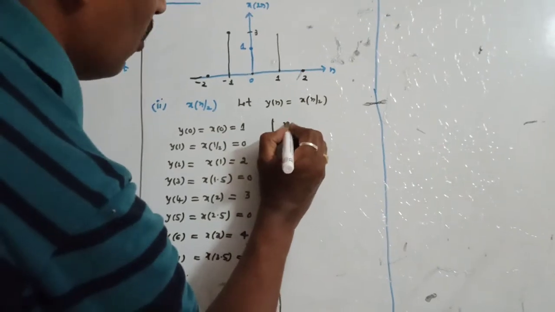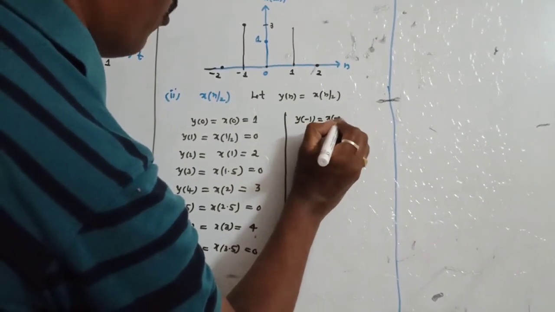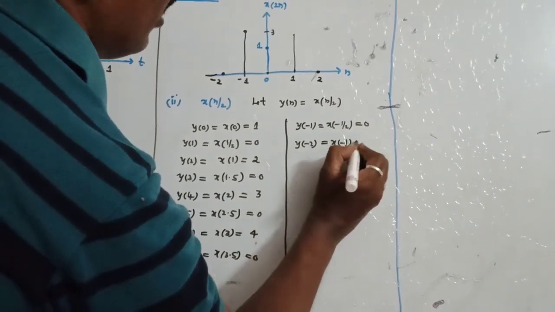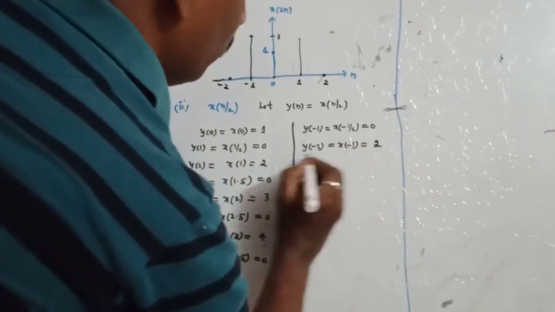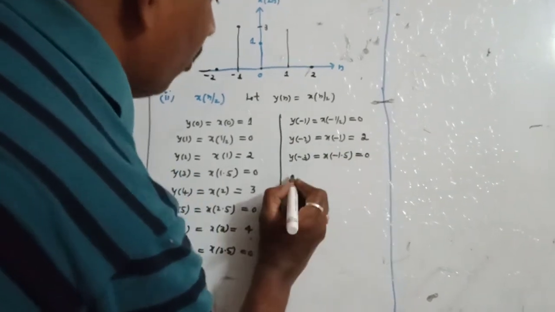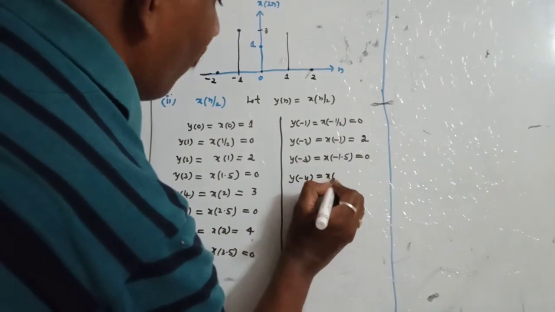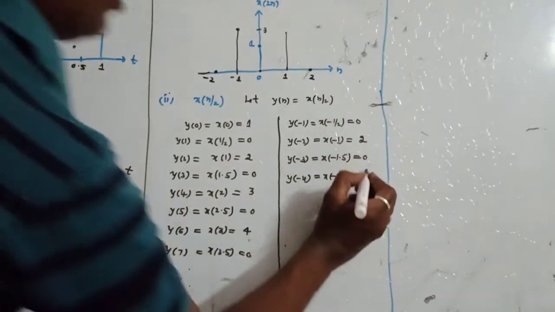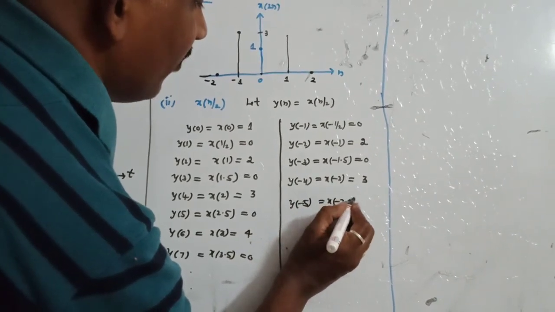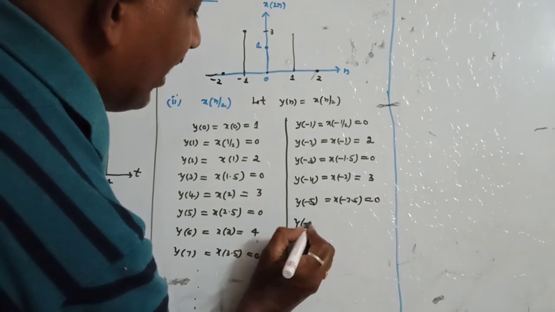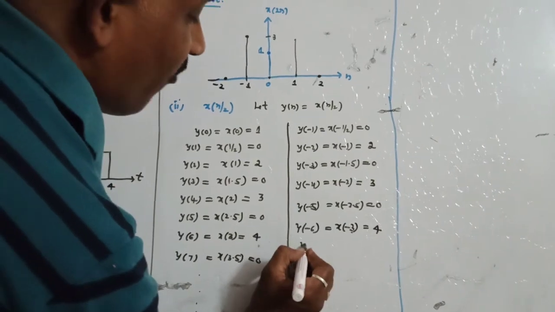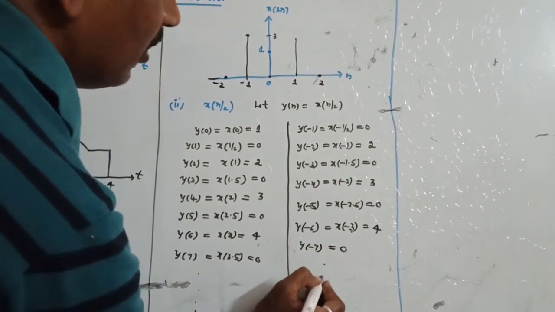Similarly, do it for negative values, y of -1, so this is x of -1/2, 0, y of -2, x of -1, what is x of -1 value? 2, so y of -3, x of -1.5, 0, y of -4, so this is x of -2, what is x of -2 is given 3, so y of -5, so this is x of -2.5 which is not given, 0, so y of -6, so this is x of -3, what is x of -3 value? 4. So similarly y of -7, -8, all the samples will come as 0.